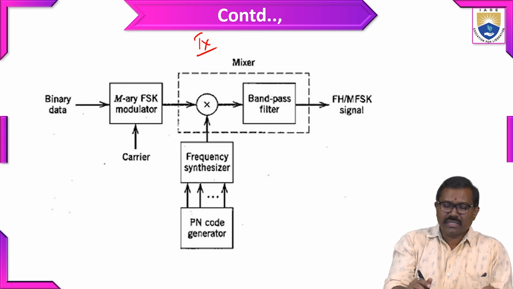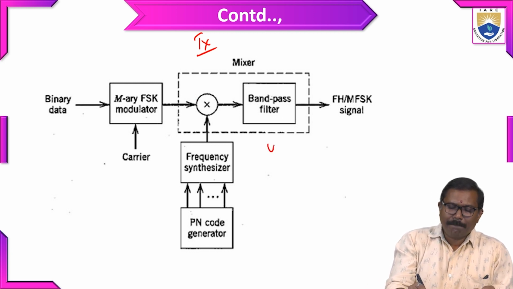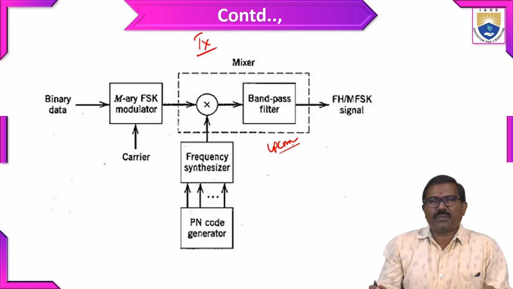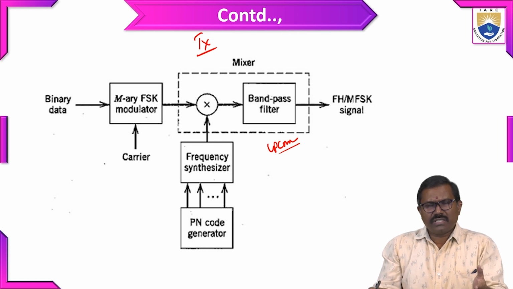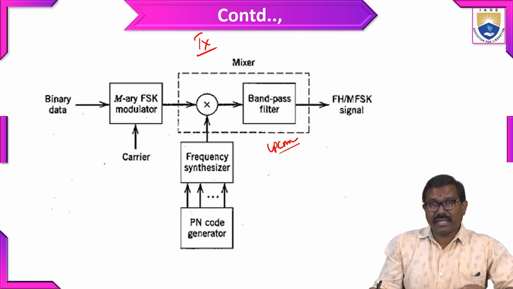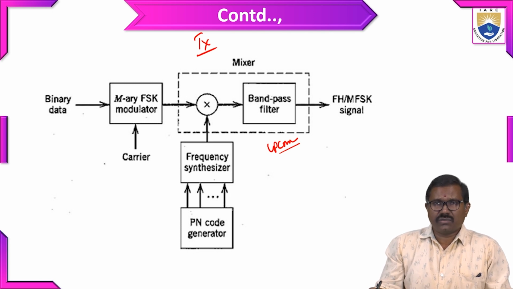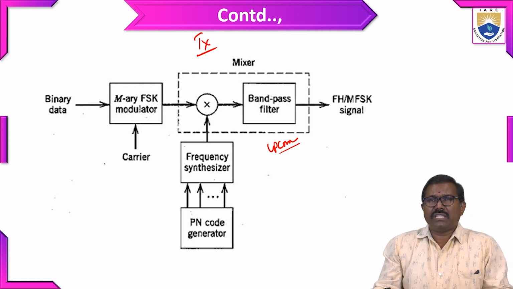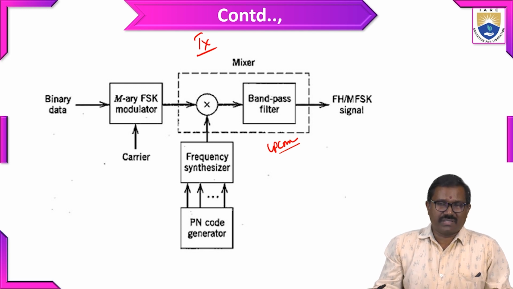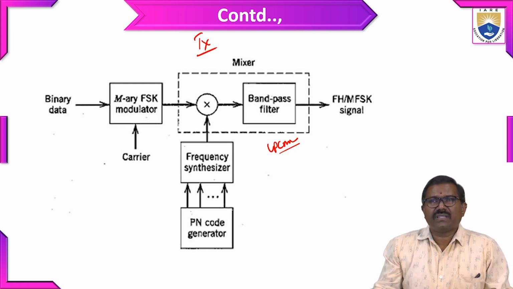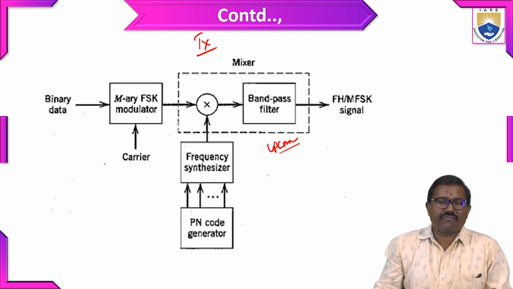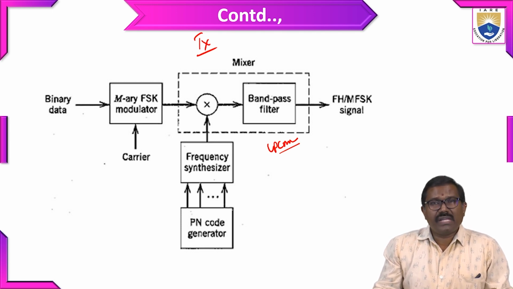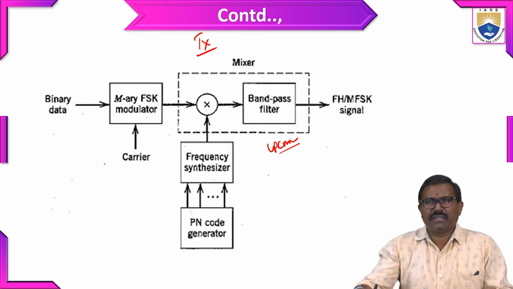Here in this transmitter, up conversion is done. That means the frequency range is going to increase. Why? After the first modulation, the frequency is increased again here. So the duty of the mixer here is up conversion of the frequency. The final output signal is the FH MFSK, a frequency hopping MFSK signal is produced. This is transmitted to the channel.